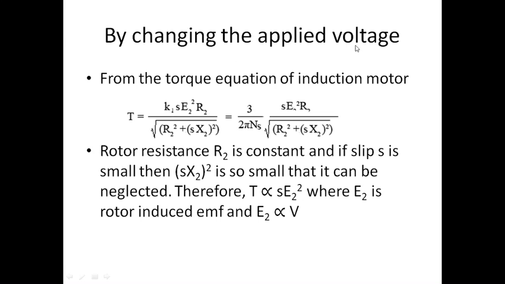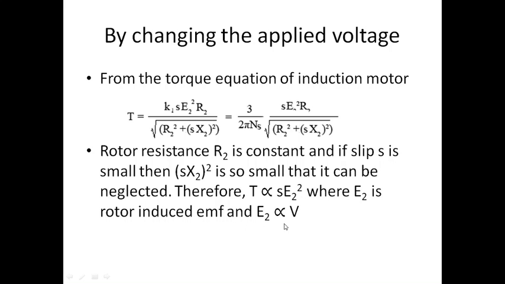By changing the applied voltage, if you change the input supply, I can change the speed of my induction motor. How? If you look at this torque equation, my torque is directly proportional to the EMF induced in a rotor. The rotor resistance R2 is constant. Again, slip is very small, so I'm neglecting that. So my torque is directly proportional to the induced EMF of the rotor, where E2 is nothing but the induced EMF of the rotor. So E2 is directly proportional to V.